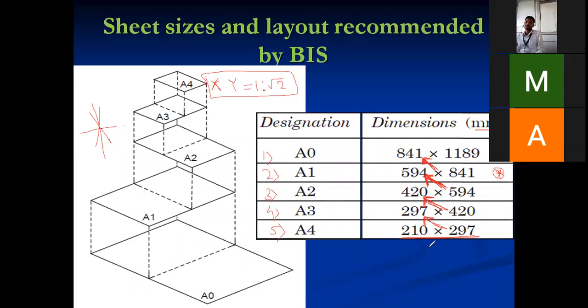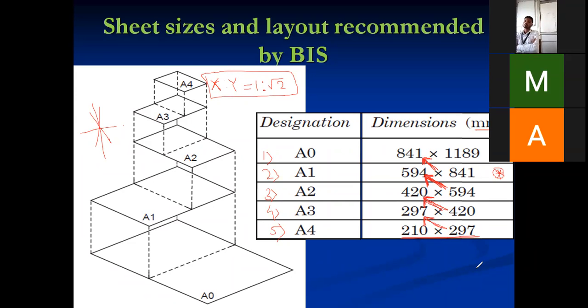किती असते size मग त्याचे? How much is it? 210 by 297. This size we have to remember always. 210 into 297. Then what do we have? How to get the next sheet size, A3?